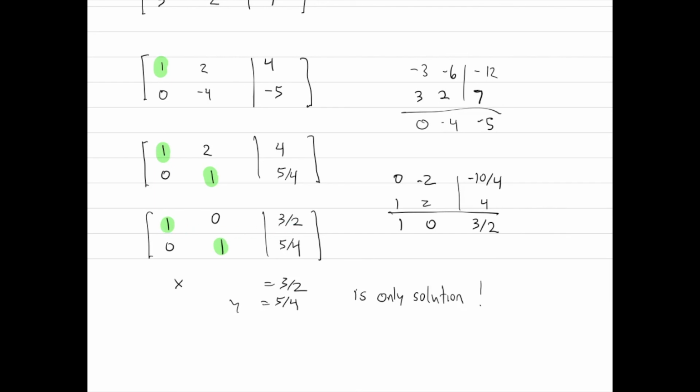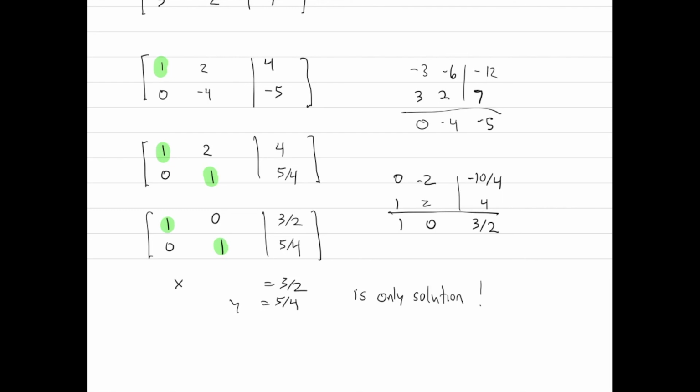This first equation translates to x plus 0y, which I haven't written, is equal to 3/2. And so that just means x is equal to 3/2. That's our answer for x. And then the second equation, remember, means 0x plus 1y equals 5/4. And that means y equals 5/4, because the 0x I didn't bother writing out over here. And so we found our answer. So that was quite a lot of work for a fairly simple question.